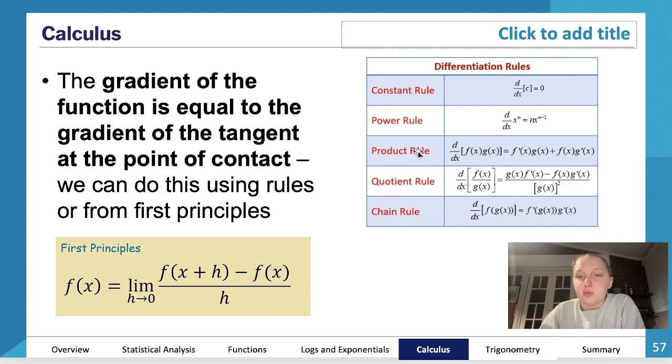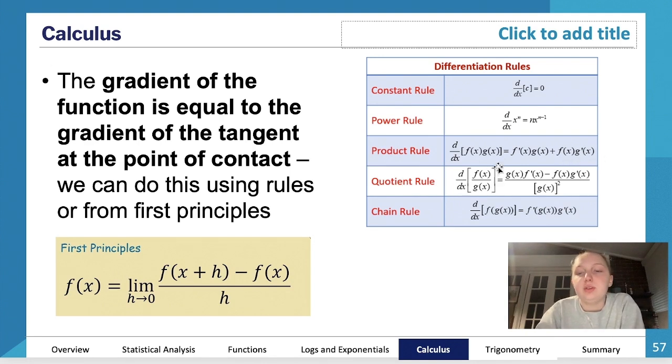Your other common differentiation rules are here. These rules are on your formula sheet, so you don't really have to stress about remembering them. You have to remember how to use them. So your differentiation of c is always equal to 0. To differentiate x^n, it's equal to nx^(n-1). To differentiate two functions that are being multiplied together, it's equal to f'(x) times g(x) plus f(x) times g'(x).